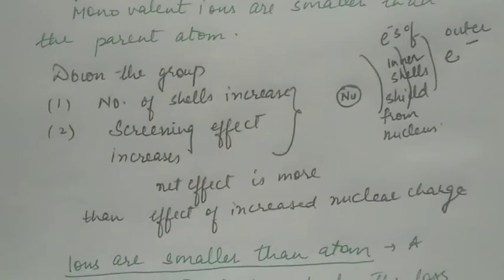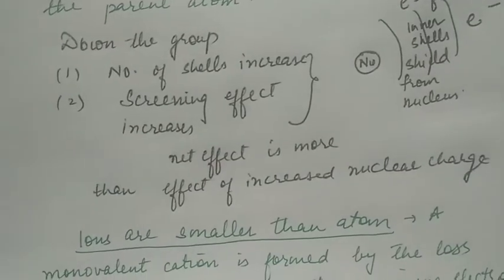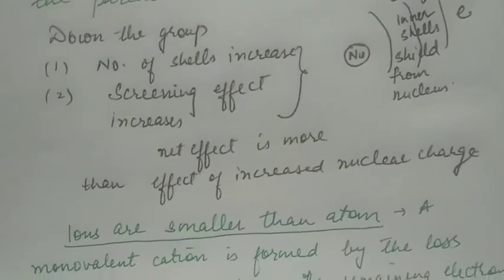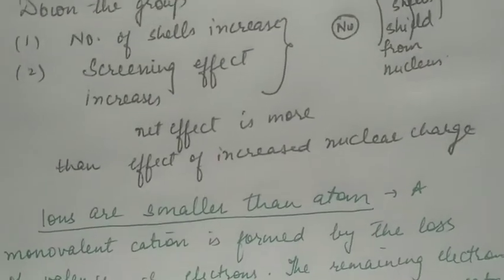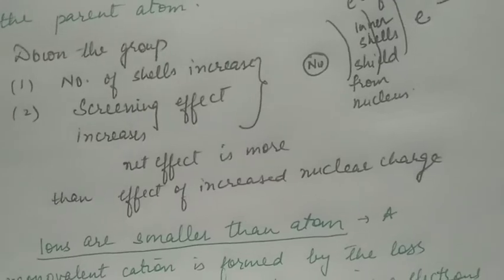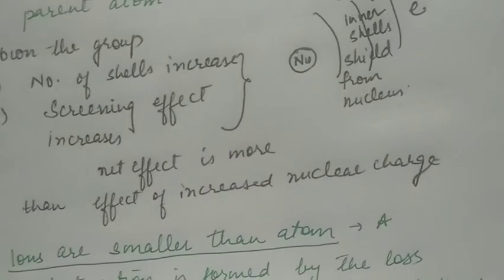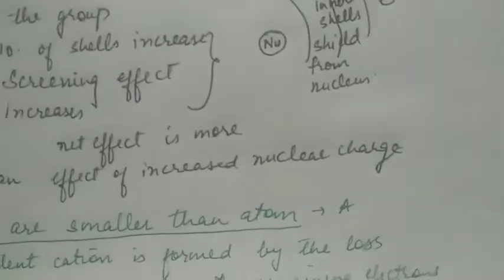So two factors, the increasing number of shells and the increasing screening effect, result in greater atomic size. The nuclear charge also increases, which should decrease the size, but the net effect of the above two factors is more than the effect of the increased nuclear charge.